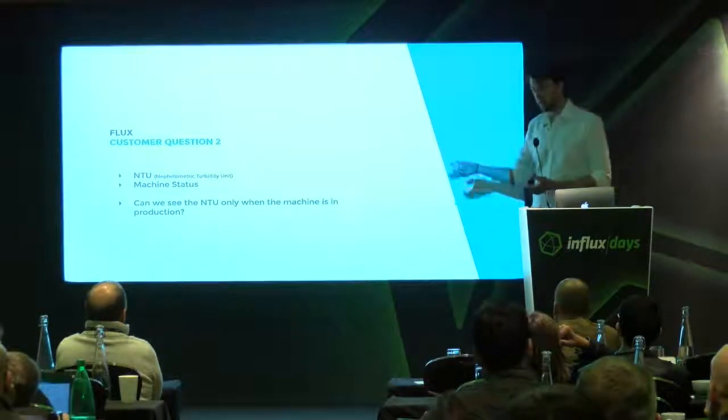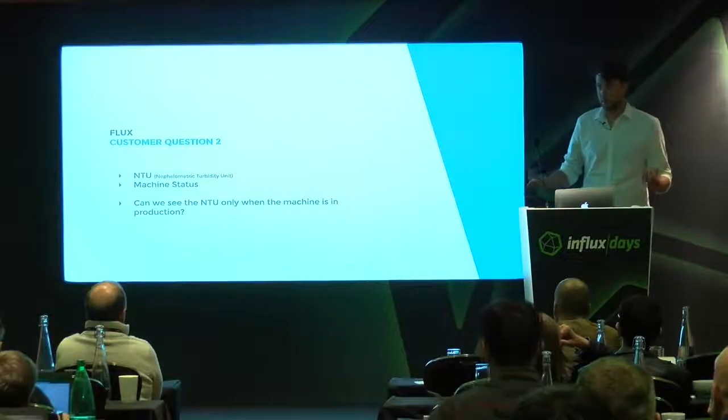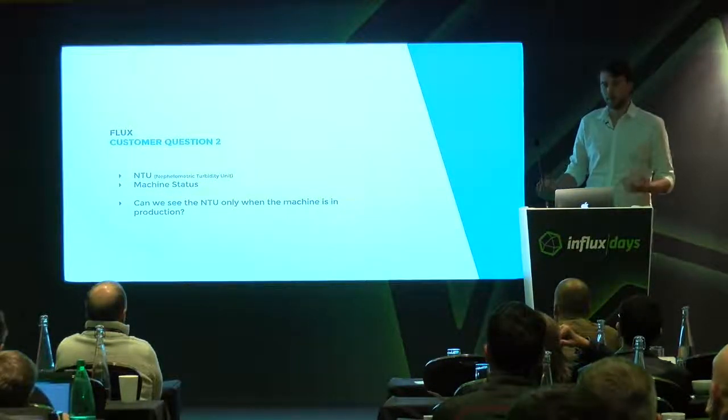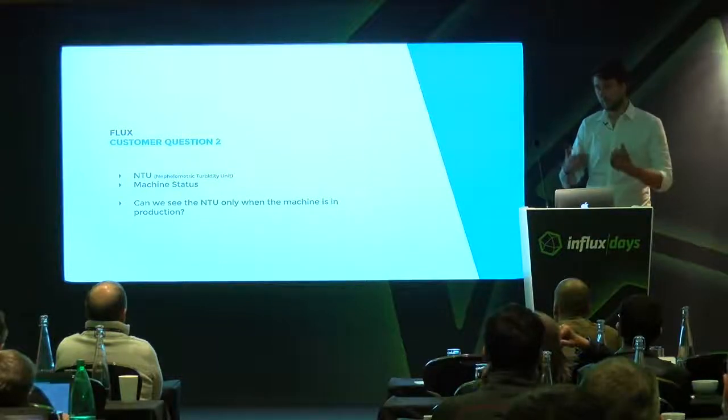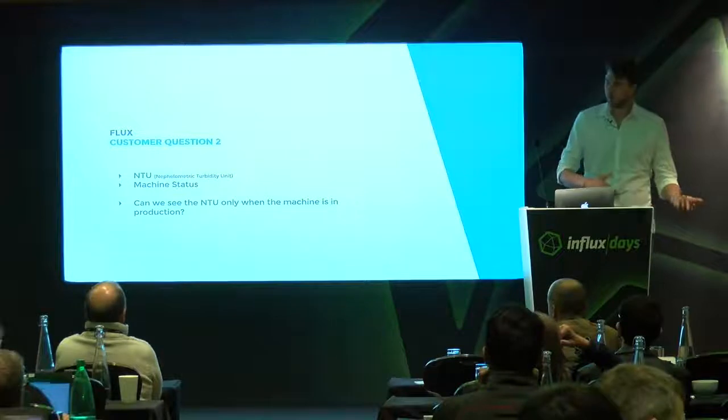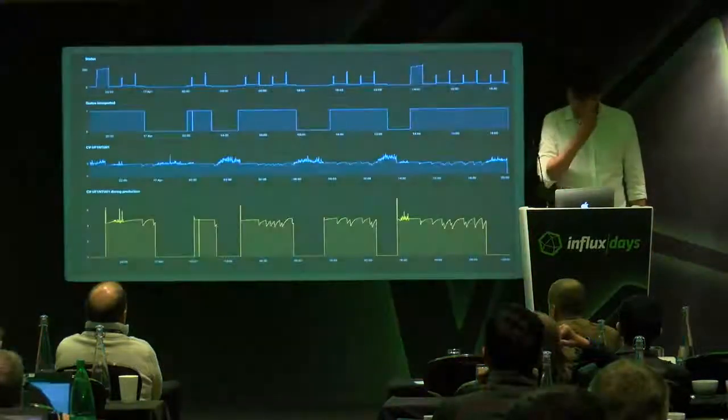So they have one measurement with the turbidity, and another measurement with the machine status. Can you combine the two to show me only the turbidity when the machine is running? That would not have been possible in InfluxQL.